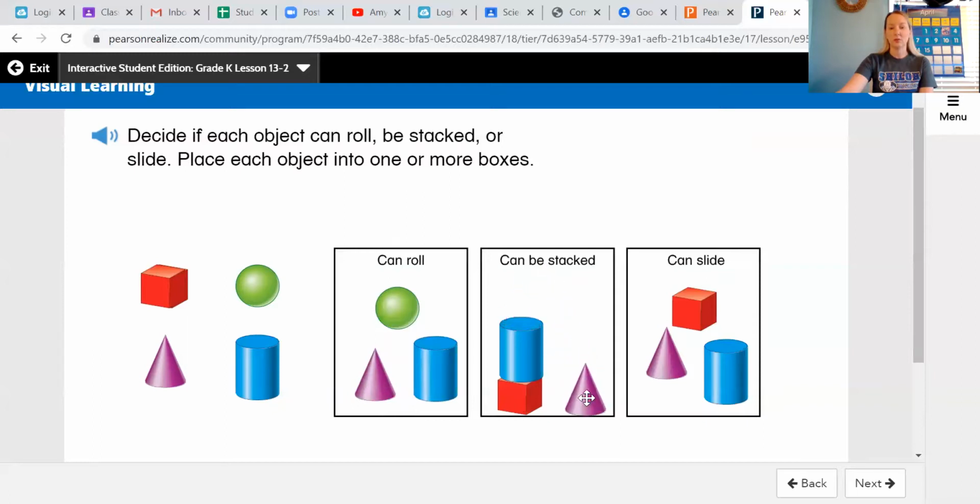Now, what about this? Can we stack on top of this pointed edge? What do you think would happen if we had a real cone and a real cylinder? Do you think that would stack? Nope. You're right, because this part is not flat. It has to have a flat part to stack on top of. All right, good job.